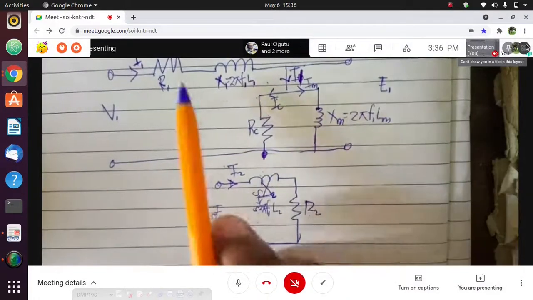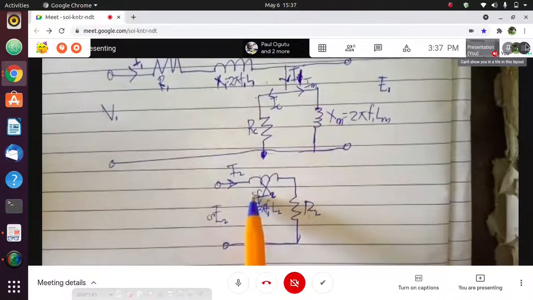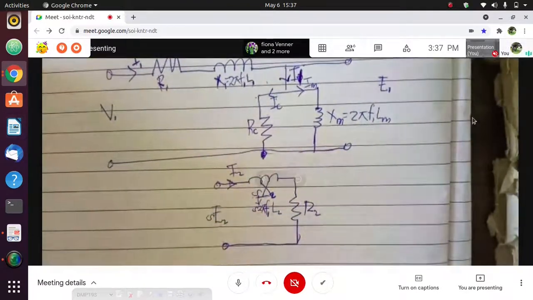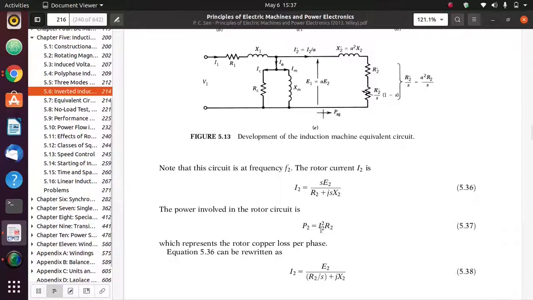So this is the equivalent circuit of the stator, and this is the equivalent circuit of the rotor. Now note that the rotor at slip is at a frequency F2. Now the rotor current I2 will be given by the voltage induced in that circuit divided by the impedance, and these are in series. So R2 plus jSX2. Remember I told you in the other calculations, single phase induction motors, when we deal with reactances, we have to include j because they are complex numbers.